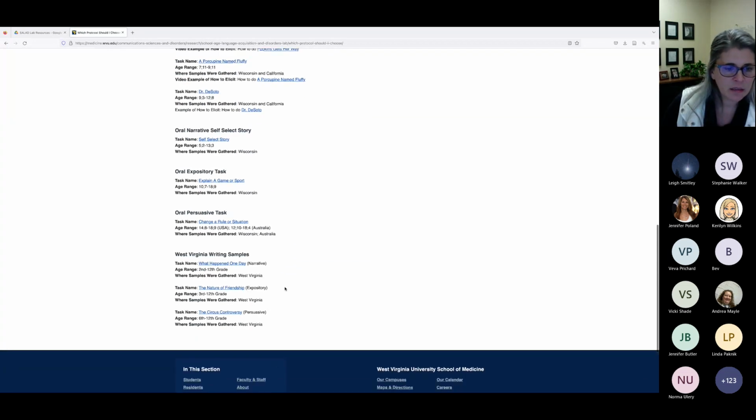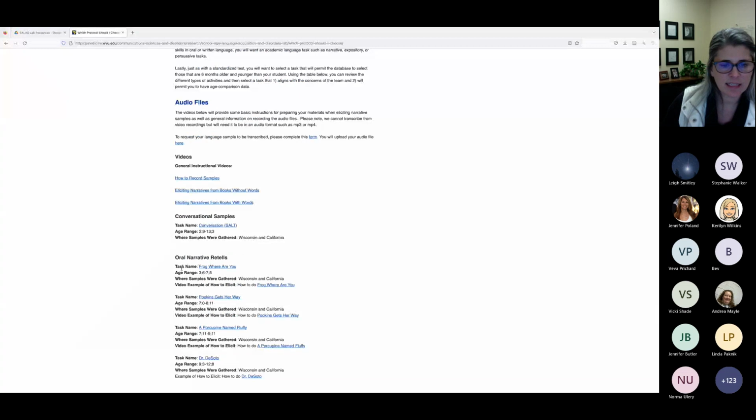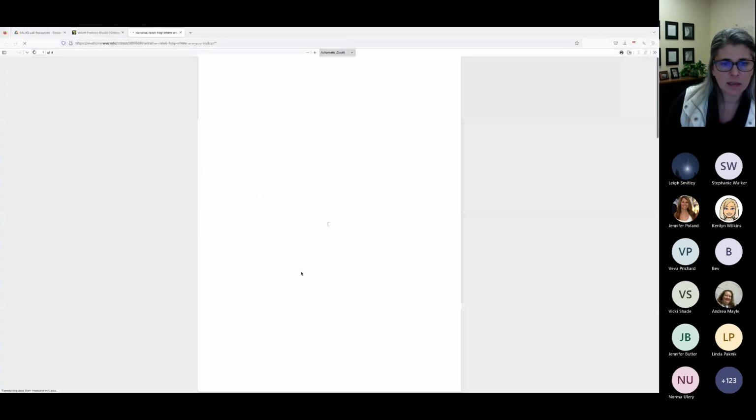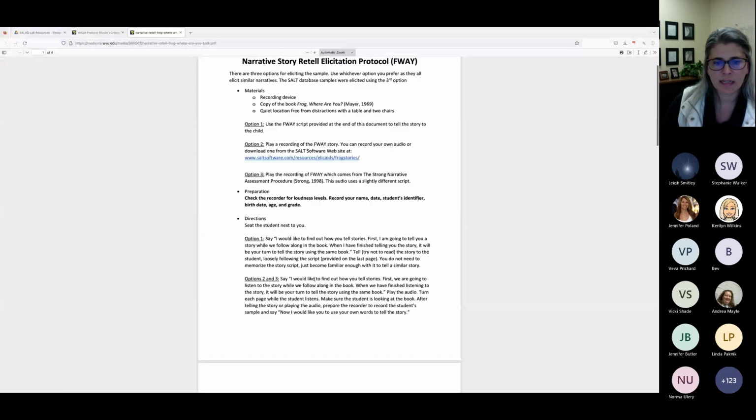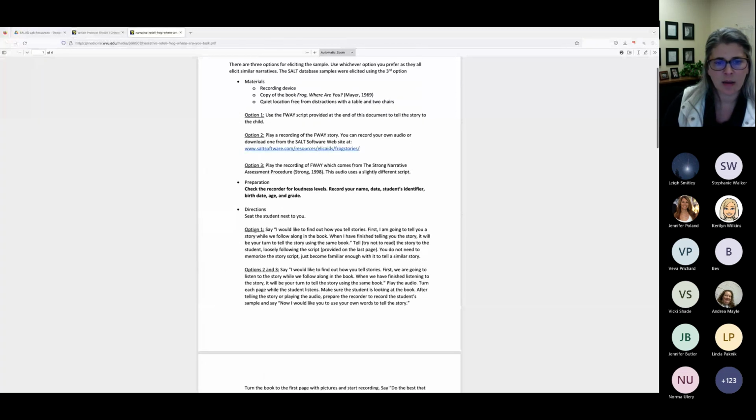And then if you click on the task name, it takes you to the protocol, and these are your step-by-step instructions. So it'll say option 1 is, "I'd like to find out how you tell stories. First, I'm going to tell you a story while we follow along in the book. When I've finished telling you the story, it will be your turn to tell the story using the same book."